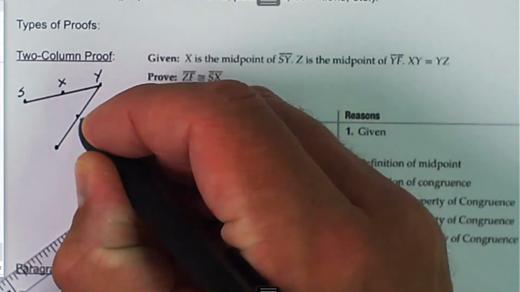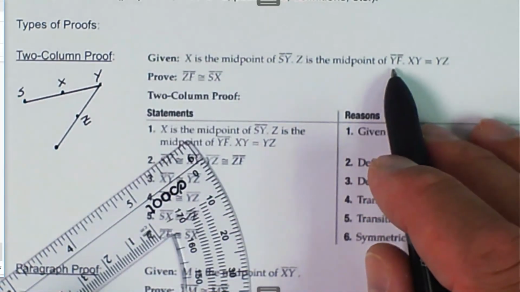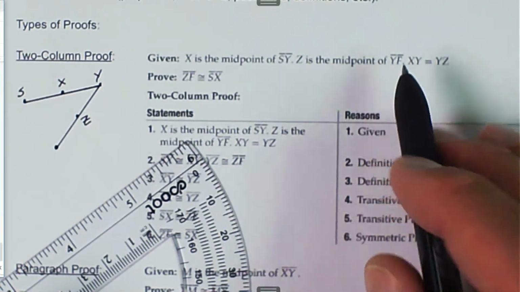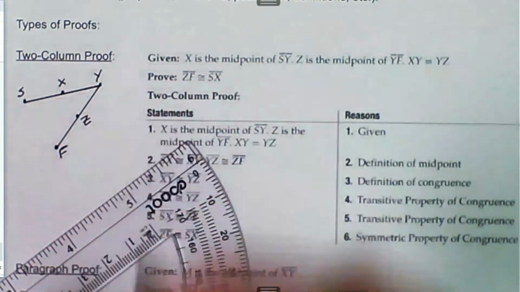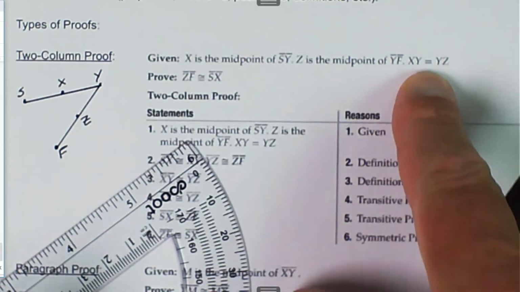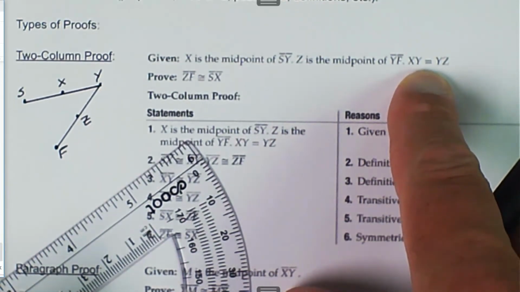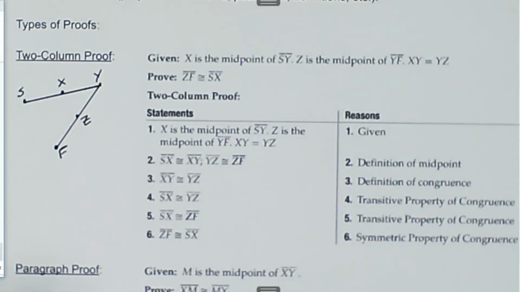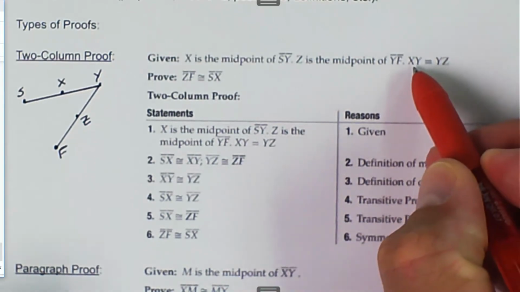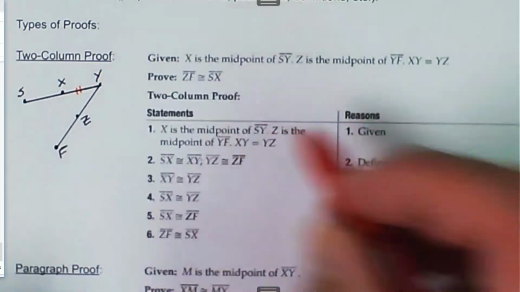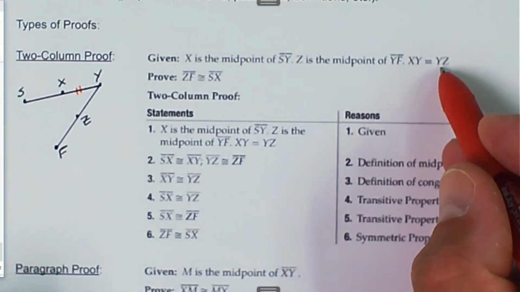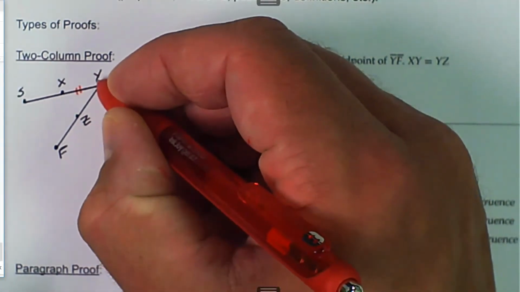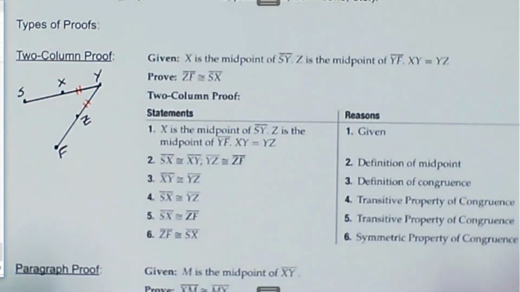So Z is the midpoint of YF. And then we have XY is equal to YZ. And the way that we show that is we make those congruent marks on here. So it says XY, so there's XY. If I put 2 here, then we want to show YZ. So we're going to get our sketch going.